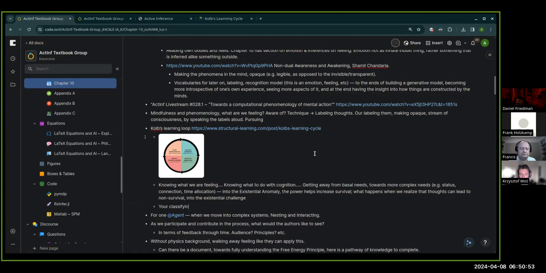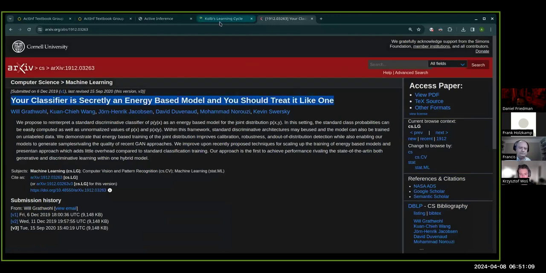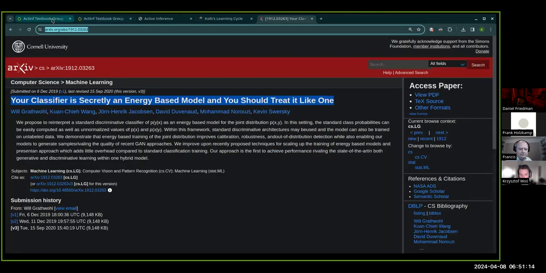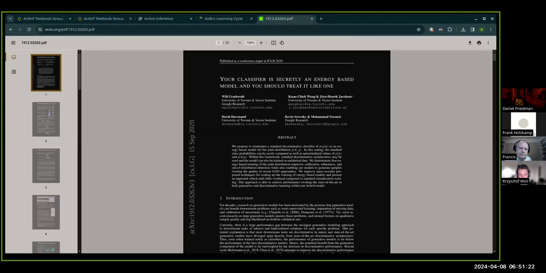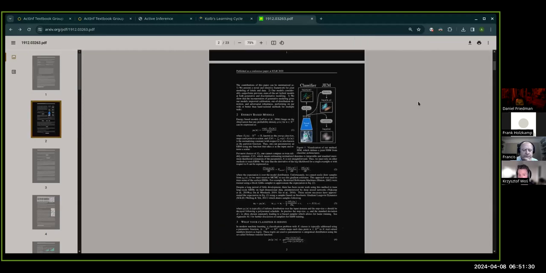And I think it's by Will Grathwohl. I'm not sure what the surname is, but anyway, they show that if you train a standard classifier on a cross entropy objective, like a typical MNIST classifier neural network, there's a way of interpreting that as an energy-based model in such a way that you get effectively the kind of unnormalized probabilities that are required to compute free energy. And you effectively get a generative model for free.